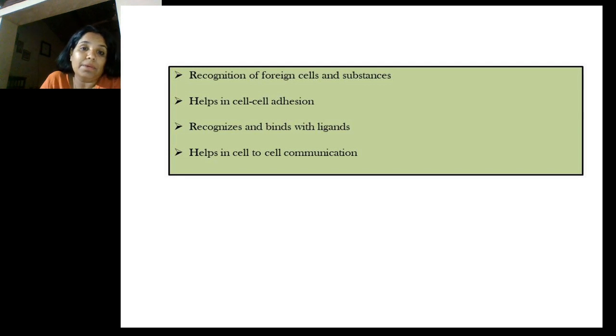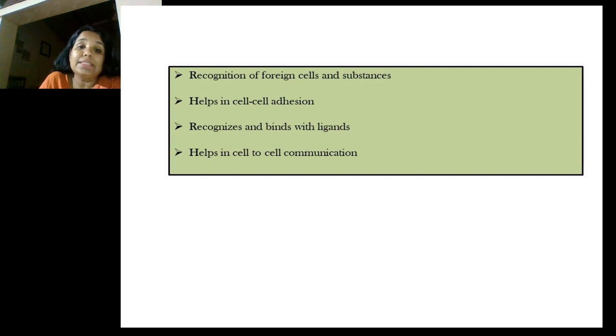The next important function of plasma membrane is the recognition of foreign cells and substances. We know that our plasma membrane contains certain proteins or receptors that can recognize protein molecules that are present on the surface of bacteria, viruses, etc. Most cells show this property, but it is more prominent in our immune cells. Only if these foreign cells are recognized can the immune system remove them from our system. So foreign cell and foreign particle recognition is again a function of plasma membrane.